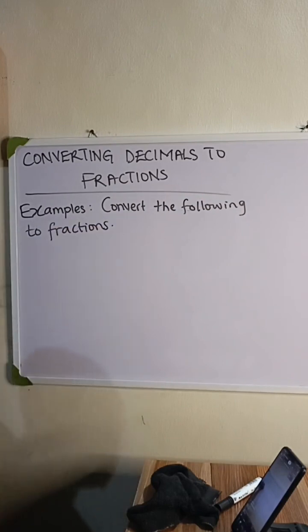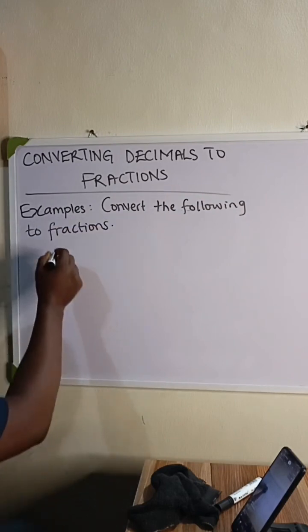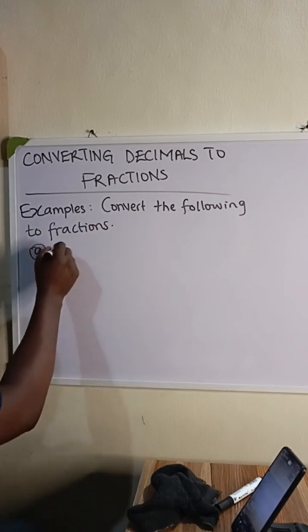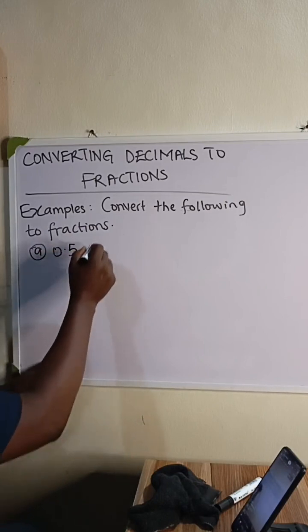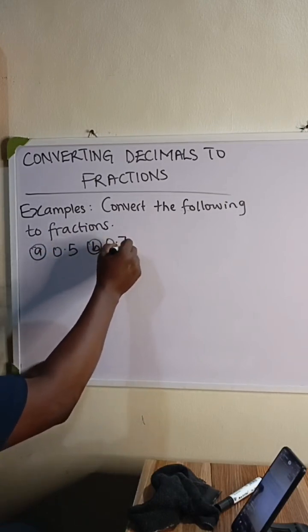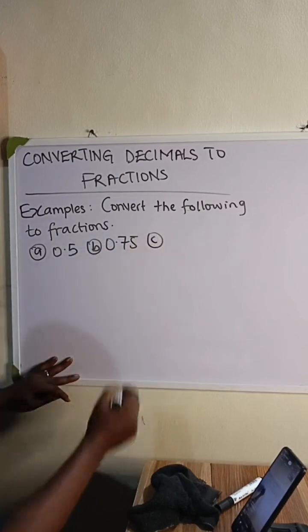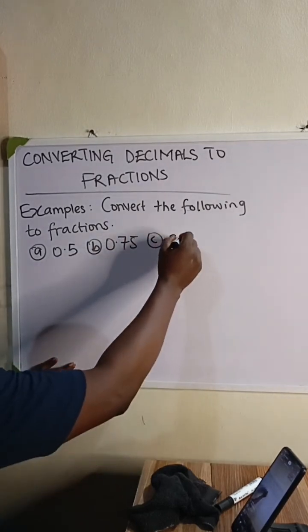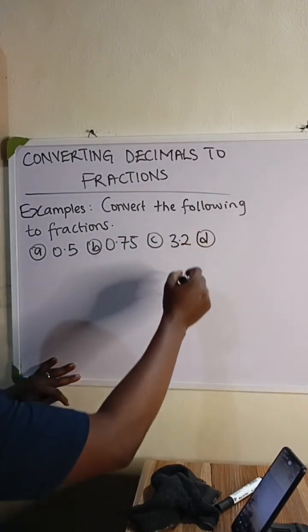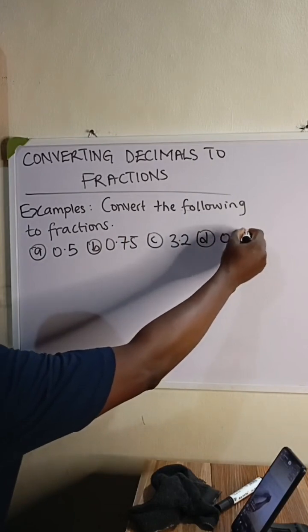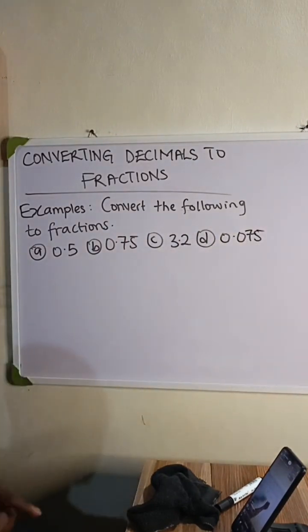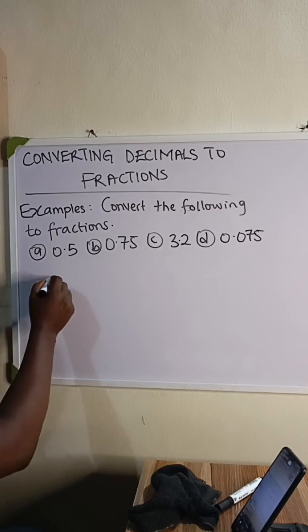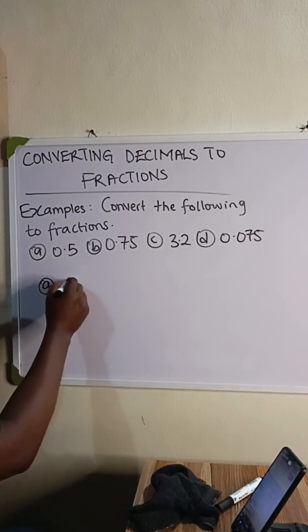So let's convert to fractions. Let's look at the first one. A, 0.5, B, 0.75, C, 3.2, and D, 0.075. So we are converting these values to fractions. So let's start with the first one. The first one is A, 0.5.